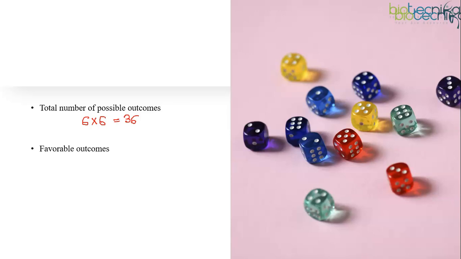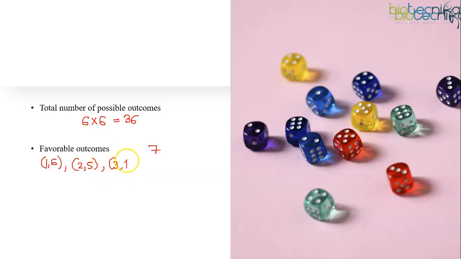Then let's calculate the favorable outcomes. To get a sum of 7, when we are rolling the 2 dice, the dice should show a combination in such a way that we get a sum of 7. For example, if one dice shows number 1 and another dice shows number 6, then 6 plus 1 totals 7. Similarly, if one dice shows number 2 and another shows 5, then 5 plus 2 gives 7.